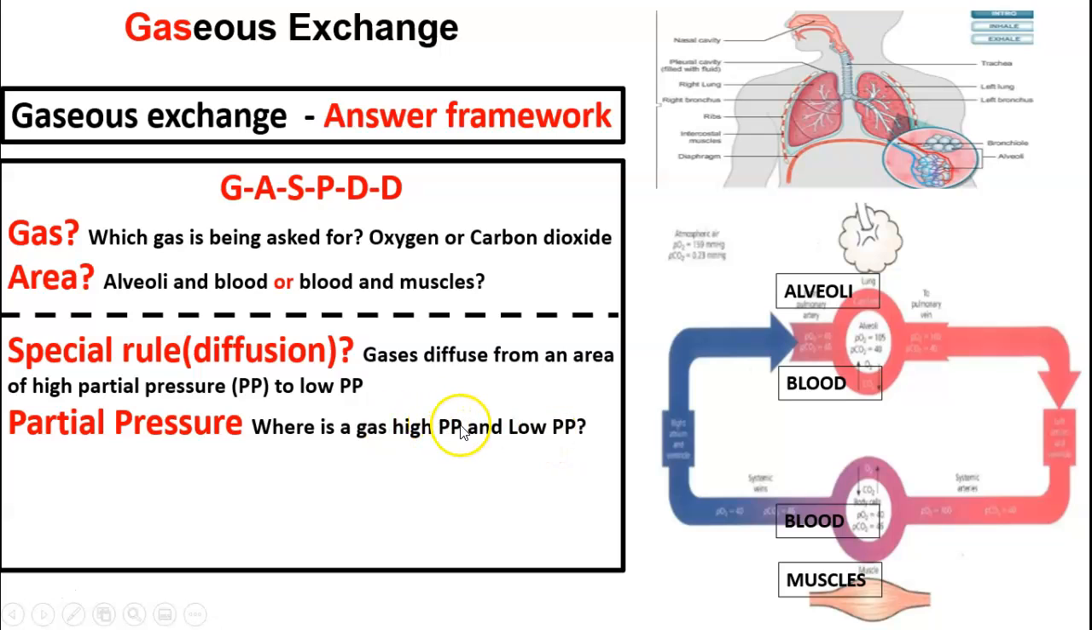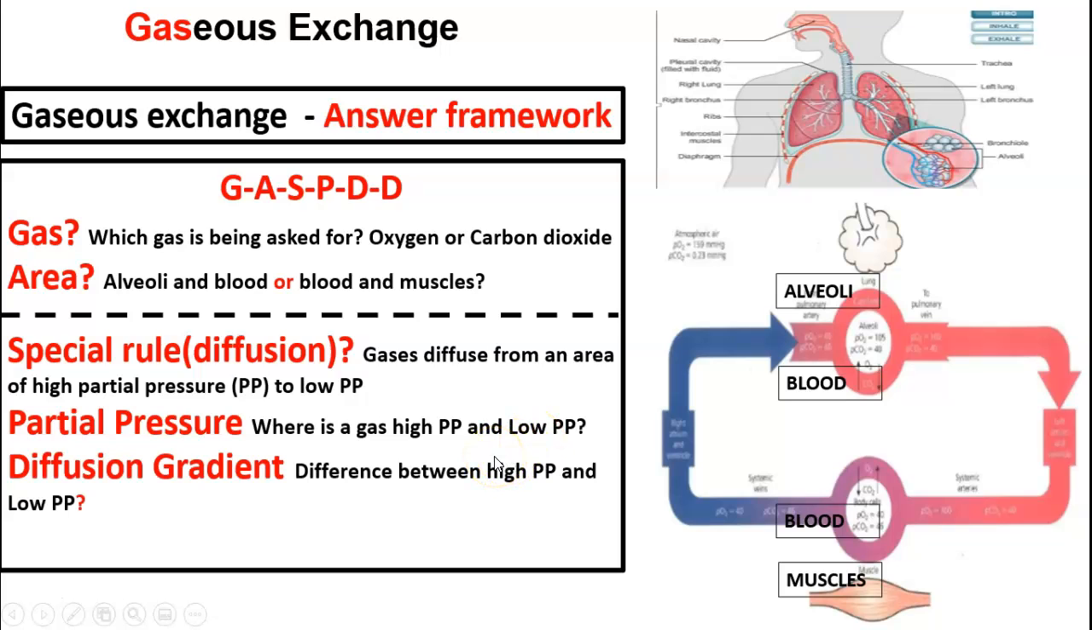Once we know where the gas is at high pressure and low pressure, that creates something called a diffusion gradient, the gradient being from high to low. So once we know the difference between the high partial pressure and low partial pressure, this is called a diffusion gradient, and we have to link that to the gas. On top of that, once we have a diffusion gradient of a gas, this means diffusion happens, because diffusion is the process of gas moving, but this time we give it context: oxygen or carbon dioxide diffuses from where it's high pp to low pp.